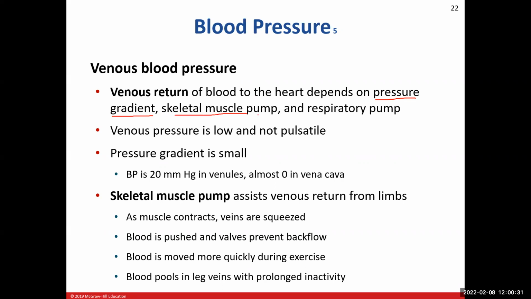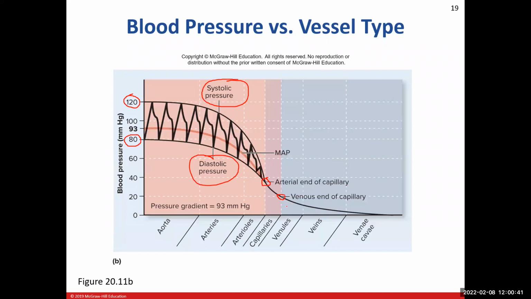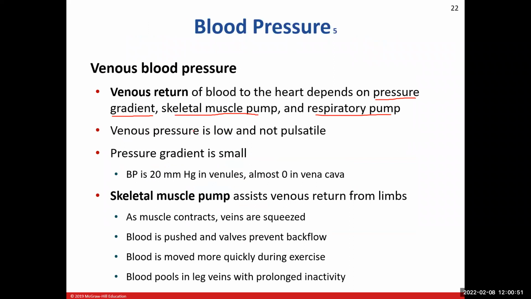The skeletal muscle pump, pretty cool. And then the respiratory pump, that's really cool. So again, we go back and look at that graph, it's one single line. It's not like over here, this is pulsatile. So when we get into the venous portion, the venous pressure is going to be very low and, important, not pulsatile. Your veins don't have a pulse. Your arteries do. You don't take your pulse on veins, you take it on arteries.